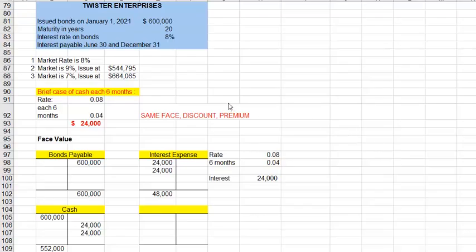Let's take a look at our next assumption here, number 2. The market rate is 9%. Our stated rate is 8%. So our bond is paying 8% in briefcases of cash. Other bonds of similar risk are paying 9%. The market will only pay us $544,795 for our bond, which is less than this issue amount. What we have here is a discount.